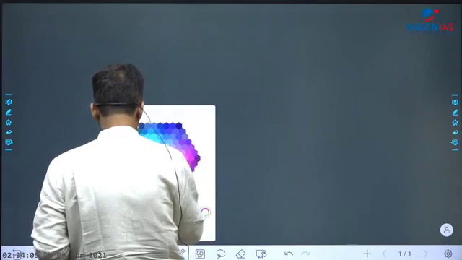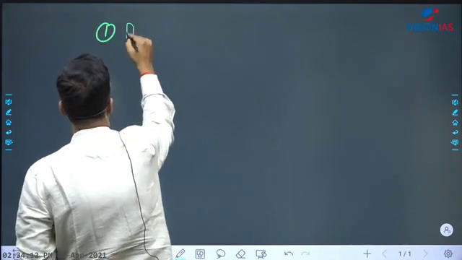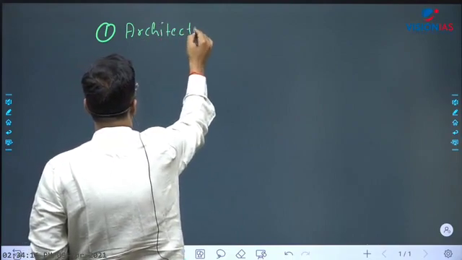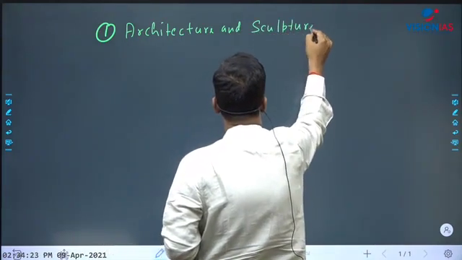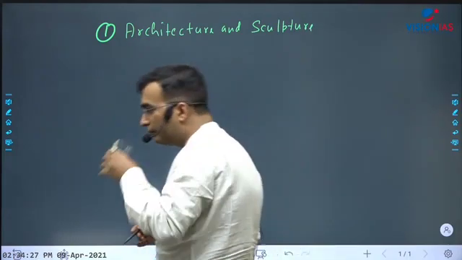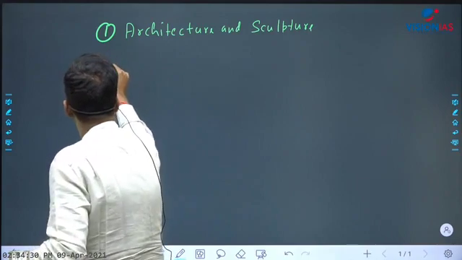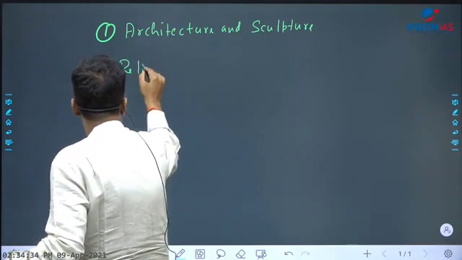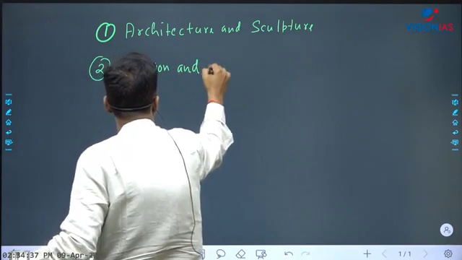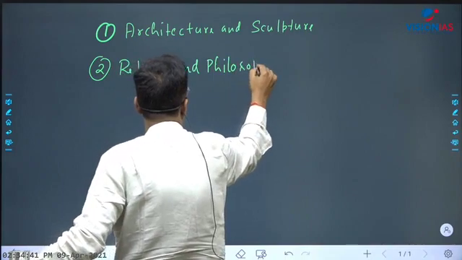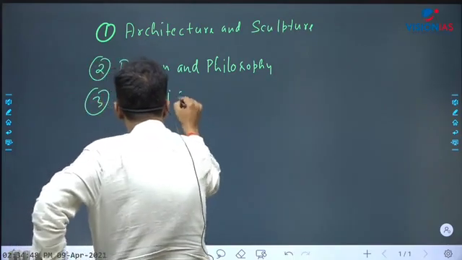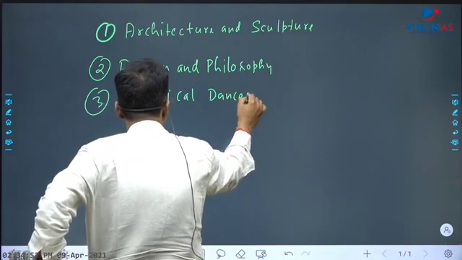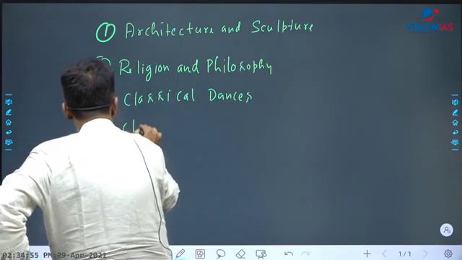So I'm writing all these chapters. The first chapter that we would be studying, architecture and sculpture. Then second would be religion and philosophy. Third, classical dances. Fourth, classical music.